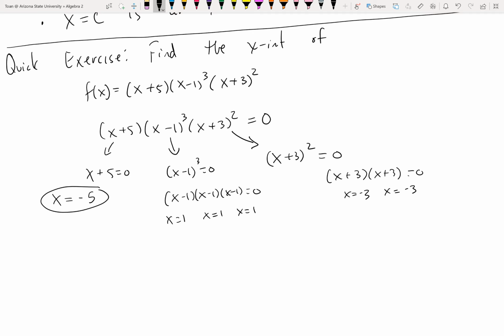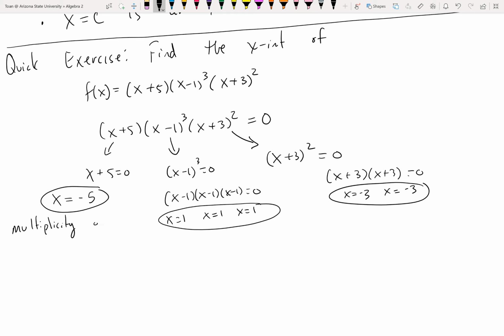Now, the idea of an answer coming up more than one time is called multiplicity. So on the very far left here, the answer of x equals -5 only came up once, so I would say it has a multiplicity of 1. The answer of x equals 1 showed up 3 times, so I would say it has a multiplicity of 3. And the answer of x equals -3 showed up 2 times, so I would say it has a multiplicity of 2.